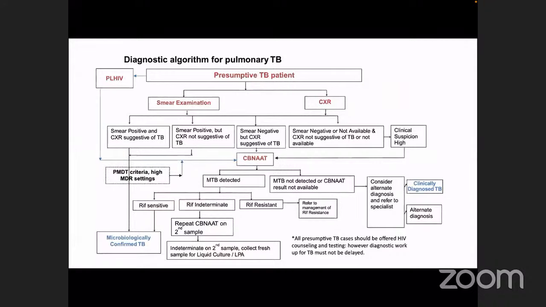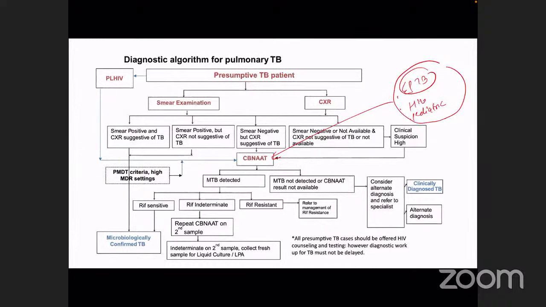But this is still very useful. Particularly CBNAAT is directly used in cases of EPTB. I just told where you can use this, in case of HIV and in pediatric patients. In these populations, you may need to use CBNAAT upfront. But obviously, if you have smear positive, it is the best evidence that you can get. So based on this algorithm, I'm not going to discuss this in detail.